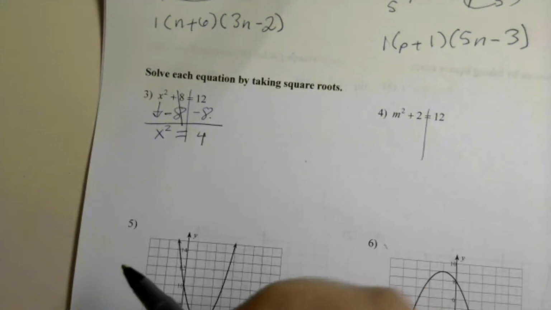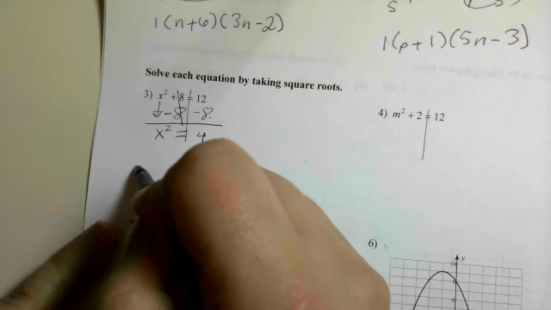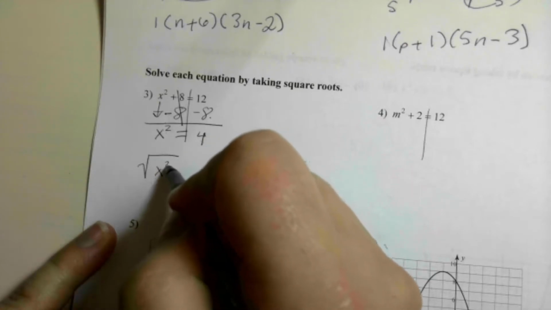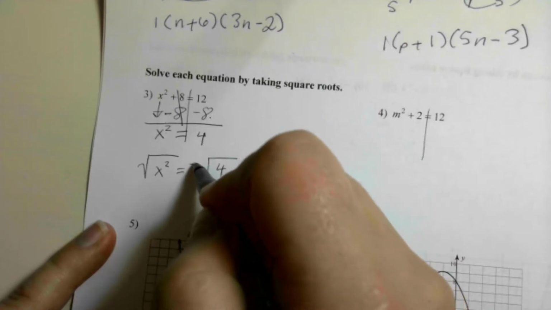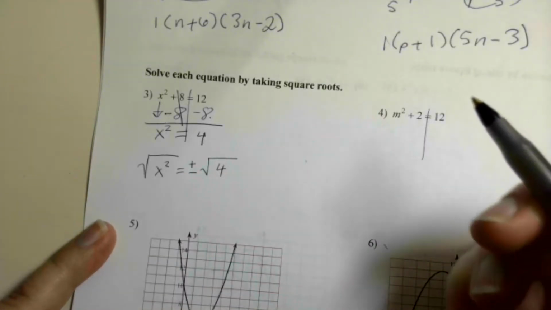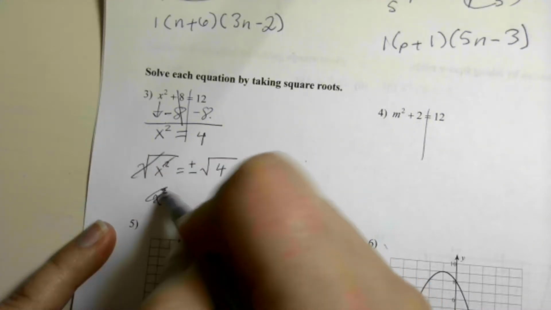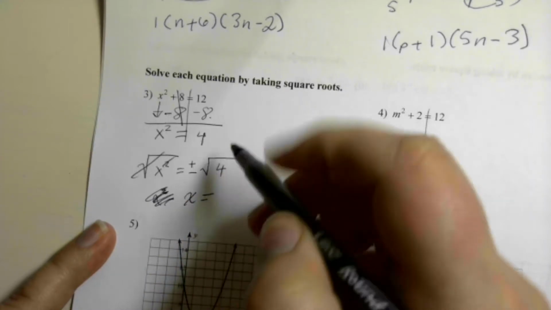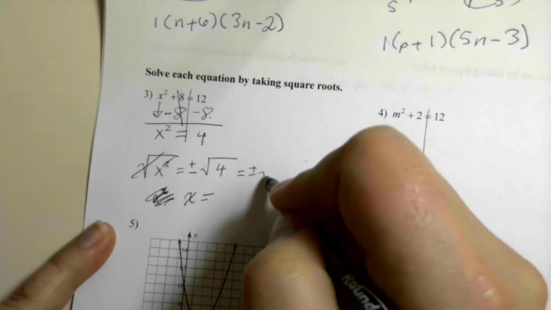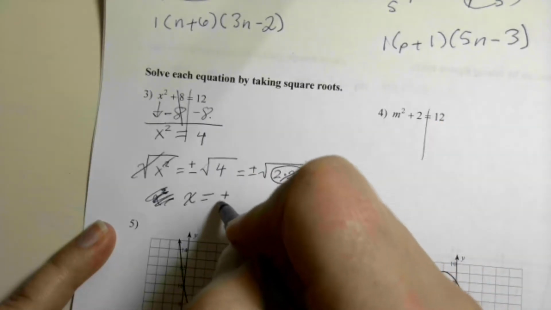So what we're doing right here is we have x squared equals 4. To get rid of that square, I'm going to add a square root to both sides. And when I add the square root, I also have to have a plus or a minus. So this is pretty simple. Sorry, not x squared anymore. These cancel out. It's just going to be x equals, and then the square root of 4, I've got 2 times 2, so it's plus or minus 2.